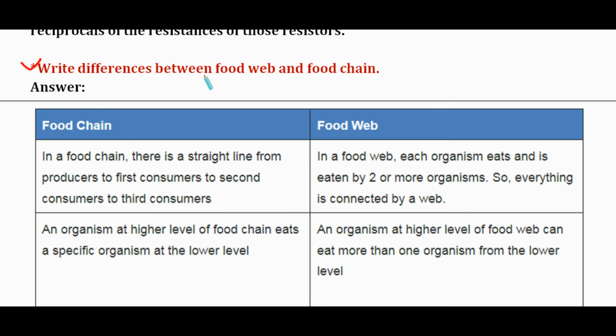Now the question: write differences between food web and food chain. This is the difference. In a food chain, there is a straight line from producer to first consumers to second consumers to third consumers. In a food web, each organism eats and is eaten by two or more organisms, so everything is connected by the web. An organism at a higher level of the food chain eats a specific organism at the lower level. An organism at a higher level of the food web can eat more than one organism from the lower level.